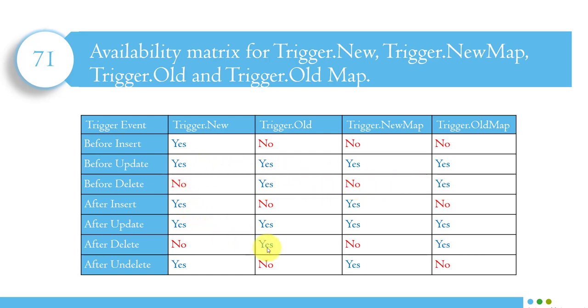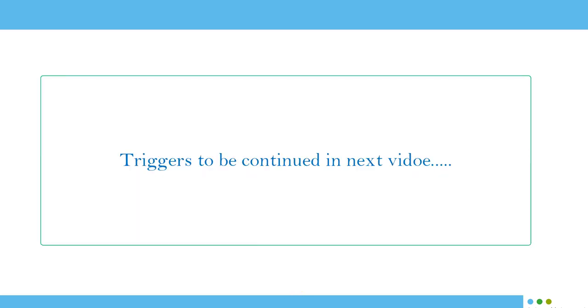Similarly we have the rest of the matrix, but I don't want you to remember this. Understand what is there, what is not there, and if it is not there, what is the reason. So try to write a trigger and use system.debug to see everything, what values you are getting in trigger.new, trigger.old, trigger.newmap, trigger.oldmap. Cool. That's all for this video.